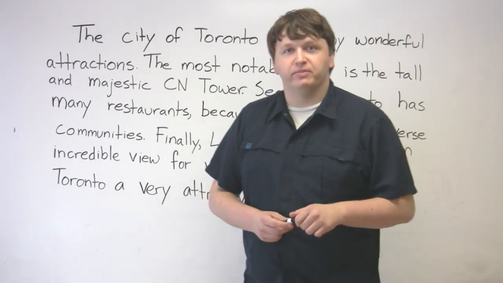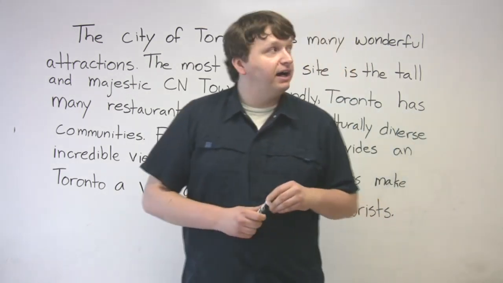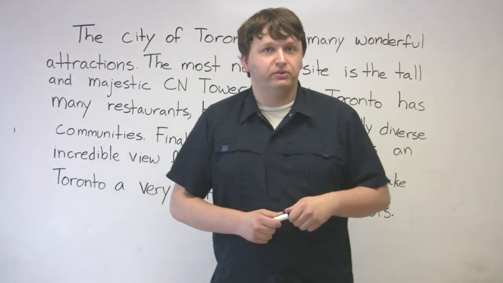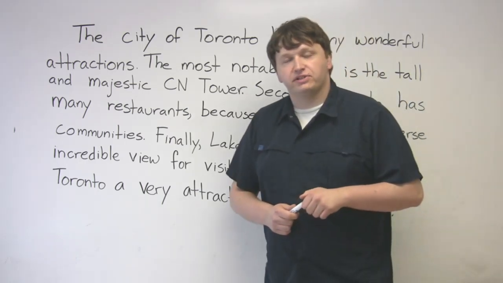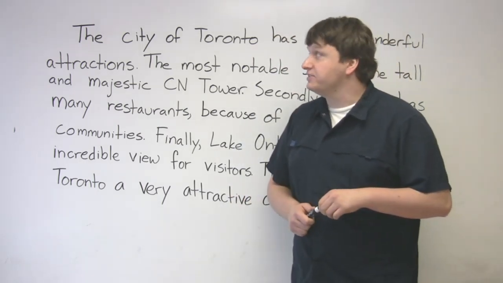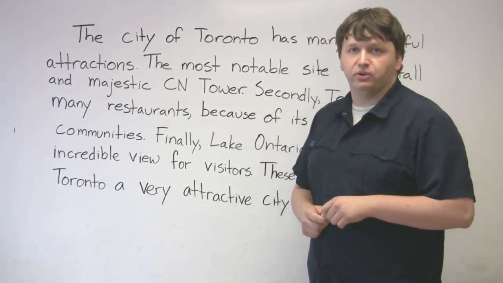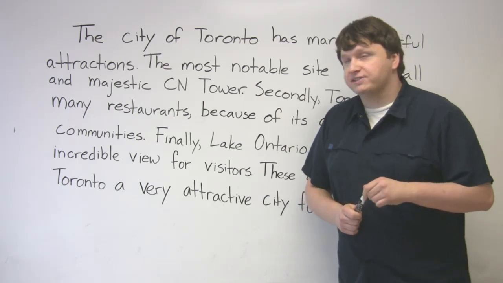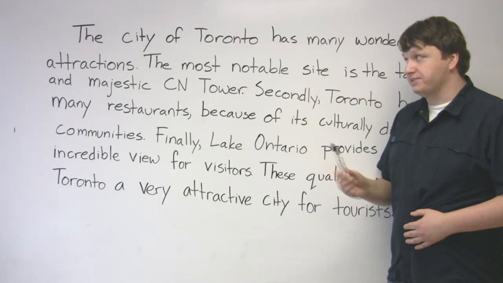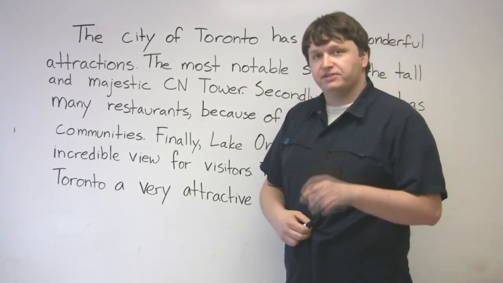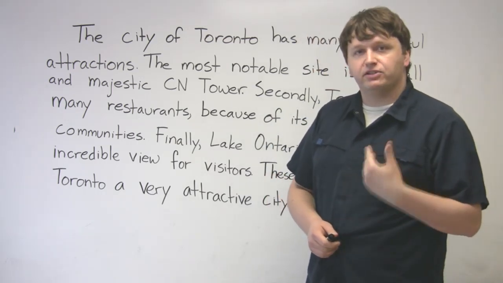Now that we've talked about the parts of a paragraph, let's look at an example of a paragraph that would be very acceptable in North American universities or even on your TOEFL test. Remember, the first thing that we talked about was starting off with your opening sentence, or your topic sentence. Today we want to talk about the city of Toronto. So my topic sentence is, "The city of Toronto has many wonderful attractions." Right away, the reader's attention is caught. They know we're going to be talking about Toronto and its attractions.